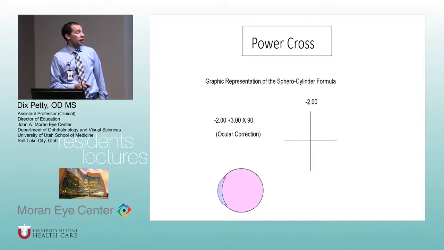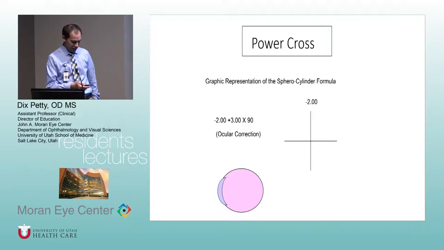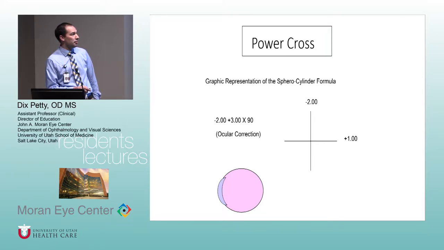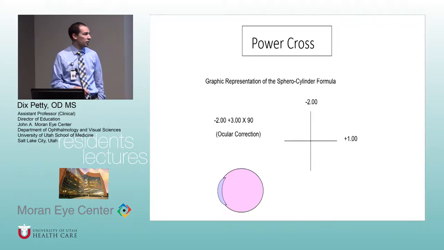So it's actually the +3. So you actually add these two together in order to get the number that goes on your opposite meridian. So we're gonna have a +1 there. That was all very confusing, I'm sorry. So you have this power, so you put the -2 at axis 90, and then you add these two together to figure out what your 90 degree power is. It'll be along the horizontal.